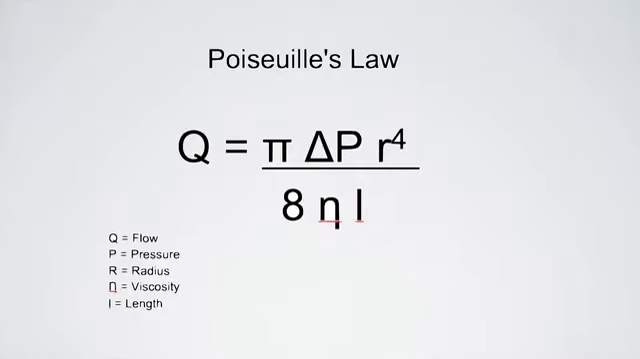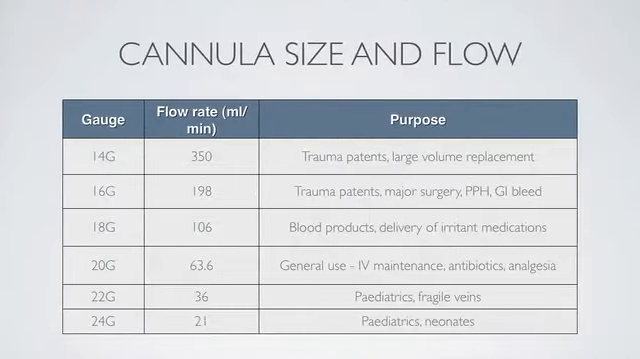And this is why we have different size cannulas in respect to their gauge, which can deliver different flow rates. So a large gauge cannula being a 14 gauge cannula, and just to remember that the larger the size of the cannula, the smaller the number. So a 14 gauge cannula has a flow rate of 350 mils per minute, in comparison to a 24 gauge cannula, which only has 21 mils per minute.